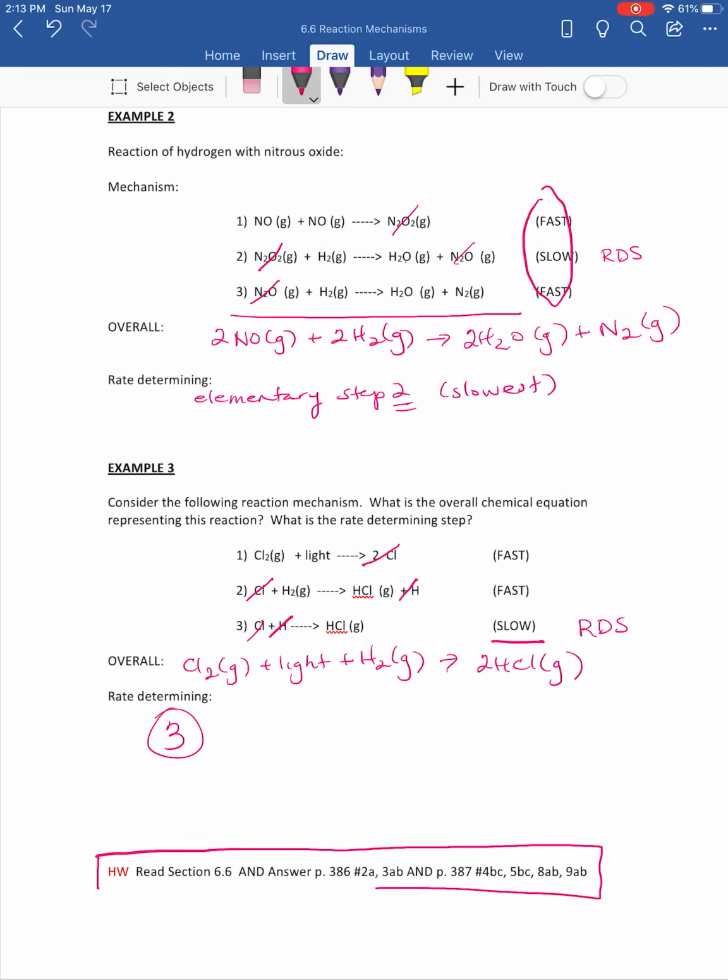Lastly, and we can never forget this fun stuff, I urge you to read section 6.6 in your textbook and answer all of these awesome questions. You be good kids. If you have any issues, give us a shout.